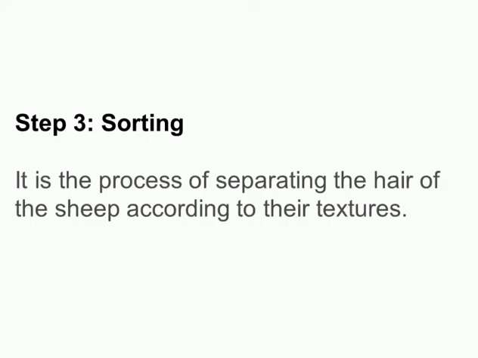The third step in the process is called sorting. So, what is the meaning of sorting? It is the process of separating the hair of the sheep according to their textures. Now, I've told you that the hair of the sheep is not uniform. It has different textures. Some part of hair is rough, some part of hair is very soft. So, sorting is the process by which we separate the hair of the sheep according to their textures.